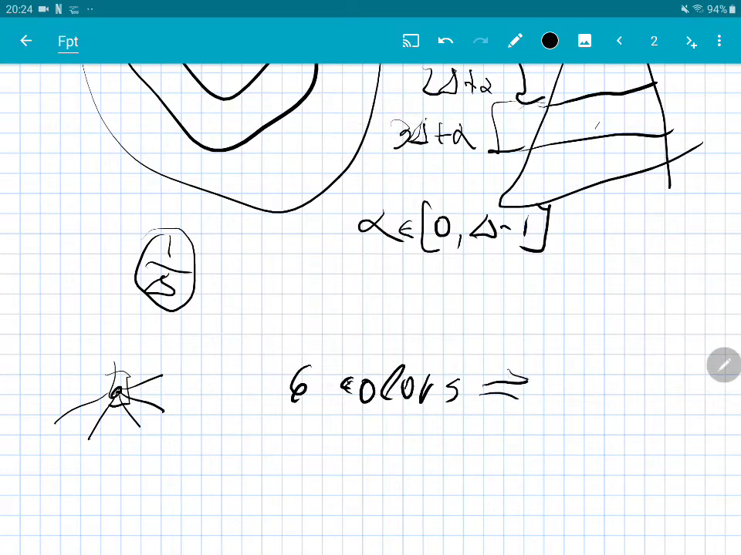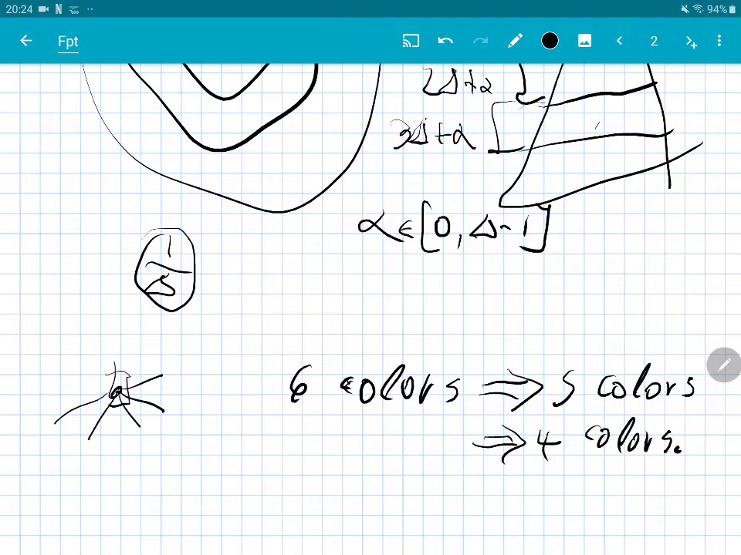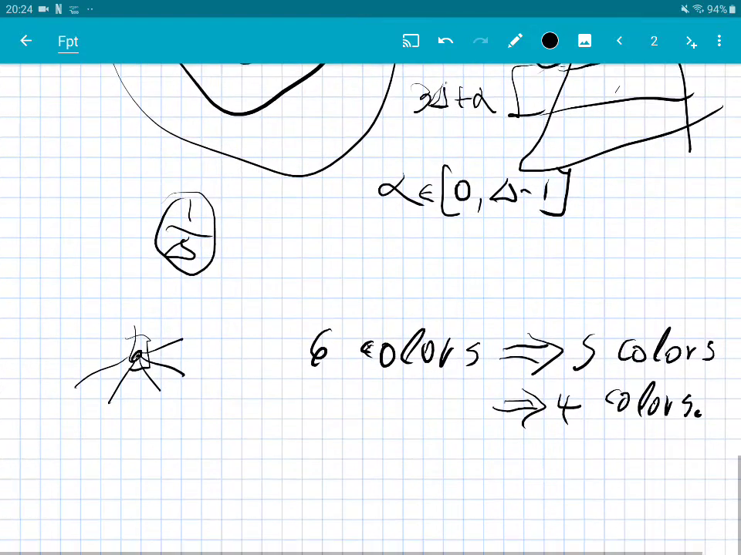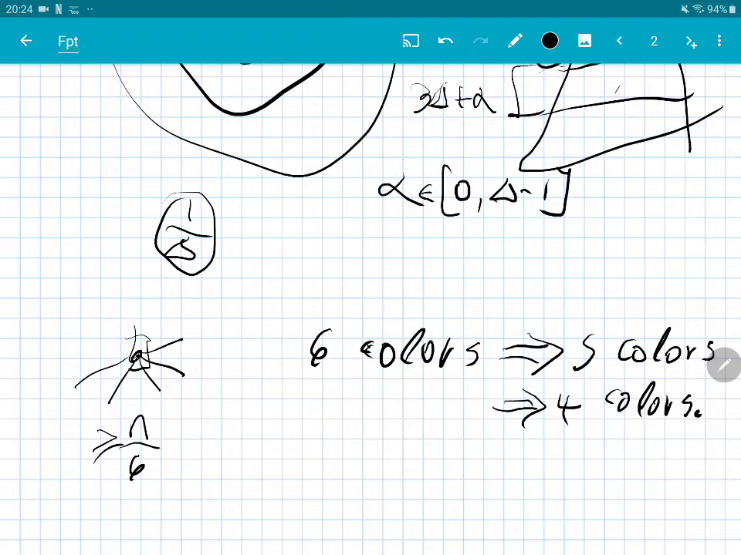You can work somewhat harder and prove that 5 colors are enough, and of course you can work much harder and prove that 4 colors are enough. This is the famous 4-color theorem, but for our purposes 6 colors is enough, because it says that one of the colors must be at least n over 6 of the vertices. So the independent set of the graph is of size at least n over 6. So a constant fraction of the graph is an independent set.